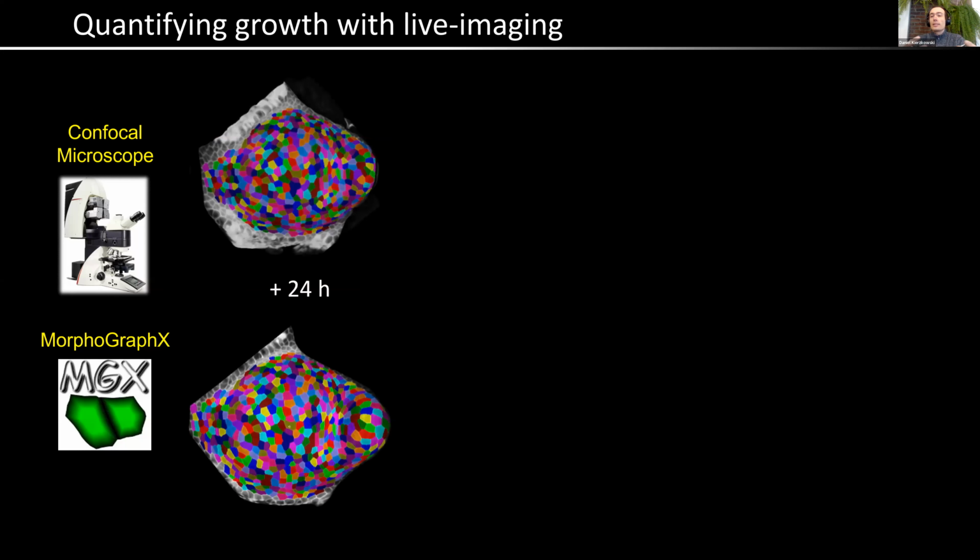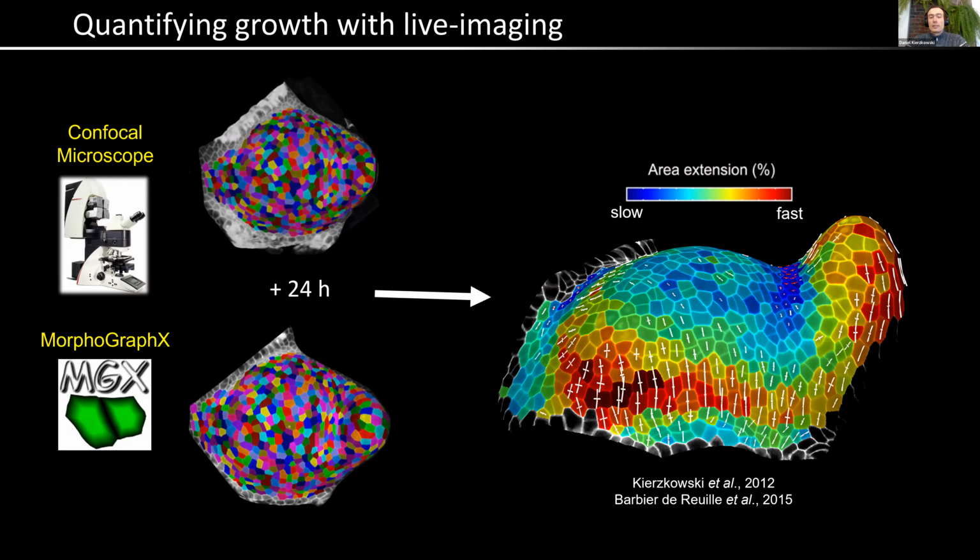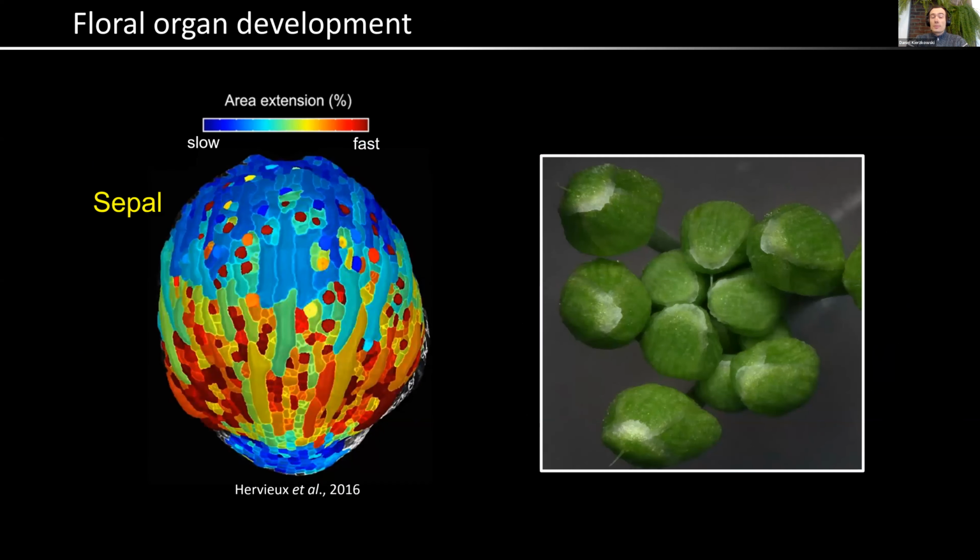So what you can see here, for example, is a heat map of growth, area extension, where you can see that cells that are growing very quickly are marked in red, and cells that are growing slowly are marked in blue. So, for example, the future emerging primordium that I show you here is growing very quickly. So we have all quantitative information for all cell behaviors of the entire organ during its development.